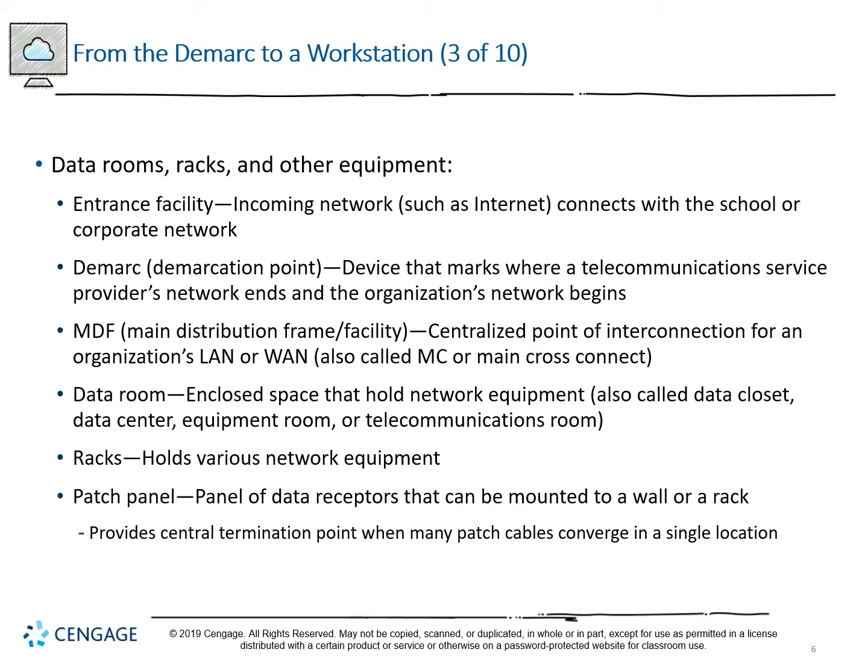A patch panel can also be mounted to a wall or rack and will contain several data receptors, such as RJ45 Ethernet jacks. This provides a termination point where many patch cables can converge into a single location and connect to something like a router or switch much more easily.